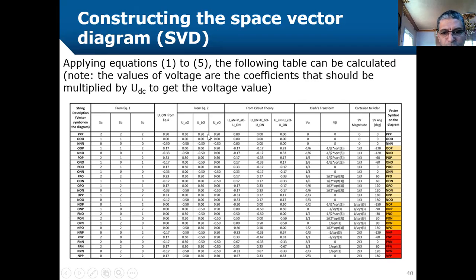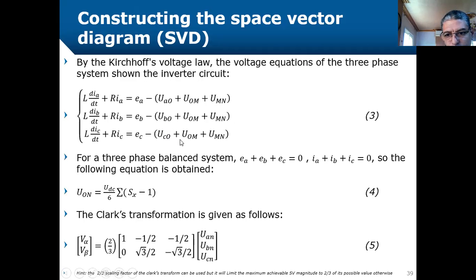So this is what is explained in the previous slide. SA, SB, SC is a switching function associated with each conduction state pattern. These are the 27 conduction states or conduction state combinations, and this is the switching function. If we apply the switching function, we get UAO, UBO, UCO, referred to the midpoint of the DC link. And UON, we get it from equation 4, this one, the summation of SX. SX means SA plus SB plus SC minus 1.